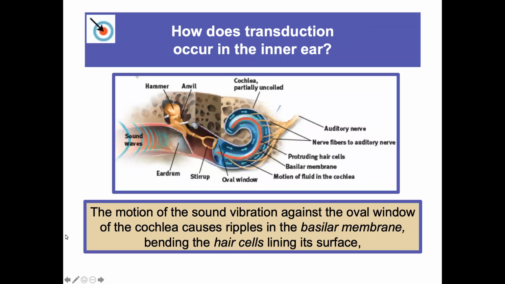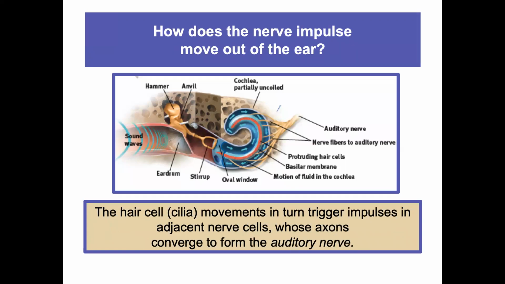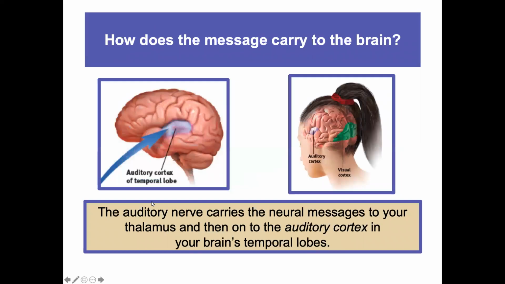The motion of the sound vibration against that oval window of the cochlea causes ripples in the basilar membrane right here, bending all these tiny little hair cells that are lining its surface. The hair cells, also known as cilia, movements in turn trigger impulses in the nerve cells, whose axons converge to form the auditory nerve. So think about what we learned about the axons when we were talking about neurons. So these hair cell movements are what trigger impulses in your nerves, and then the axons converge to form the auditory nerve.